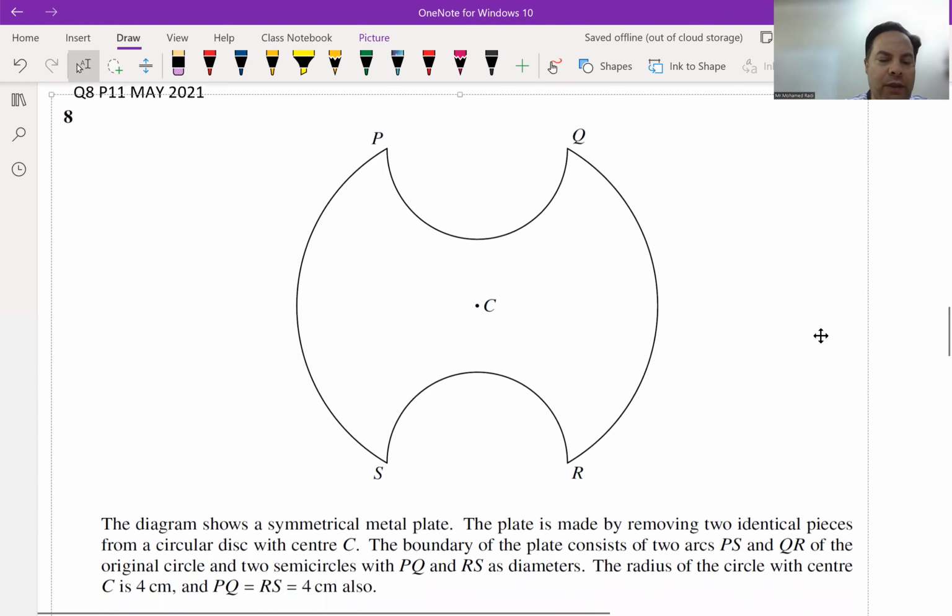Let's start now to read the question. We have a diagram that shows a metal plate. The plate is made by removing two identical pieces from a circular disc with center C. The boundaries of the plate consist of two arcs, PS and QR. You have to know where the center of the circle of each arc is, exactly of the original circle, and the two semicircles with PQ and RS as diameters.